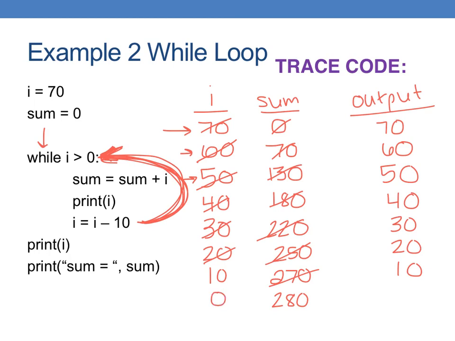Now this time when we loop up, as we check our condition, I is set to 0. 0 is not greater than 0. That is false. As a result, we jump out of the code, and we're now back to that unindented section. We're going to print I to the screen, which is 0, and then we print sum equals, and our sum value is 280.